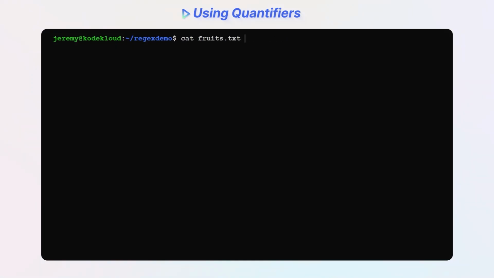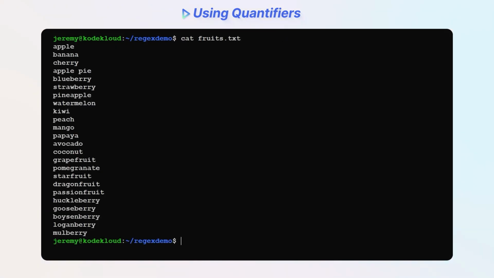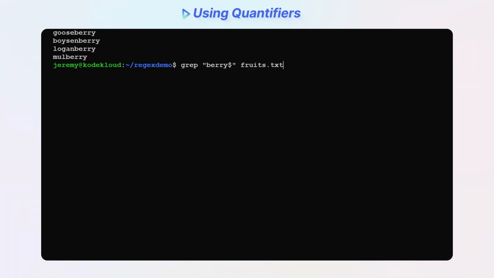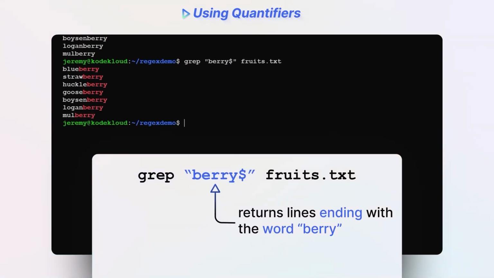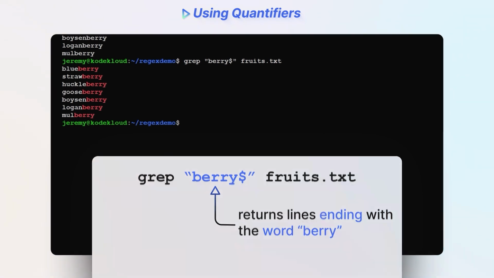Now here's how we can match words ending with berry. We can type in grep 'berry$' fruits.txt. This command will return lines that end with the word berry.